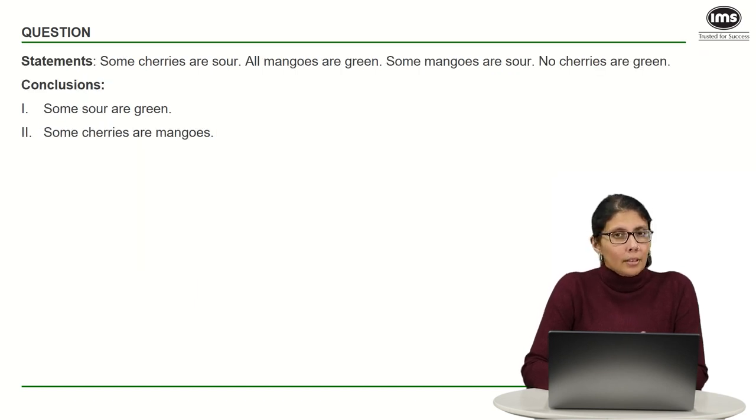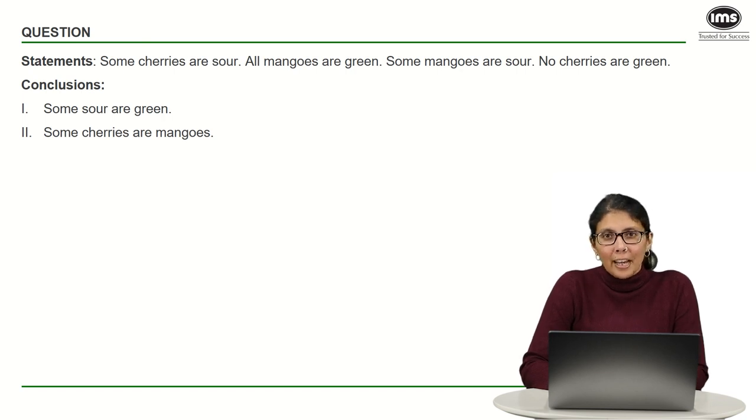As you can see, there are 4 statements. Some cherries are sour, all mangoes are green, some mangoes are sour, and no cherries are green. You can try to do it without writing things down, but I find it's always helpful to draw the Venn diagram. So let's get started with that.